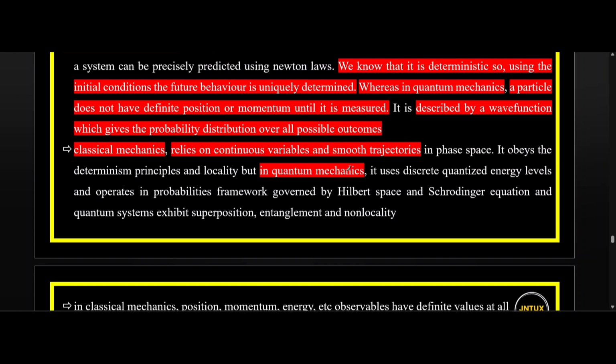But quantum mechanics uses discrete quantized energy levels and operates in a probabilistic framework, which is governed by Hilbert space and the Schrodinger equation. And quantum systems exhibit superposition, entanglement, and non-locality, such fundamental principles.